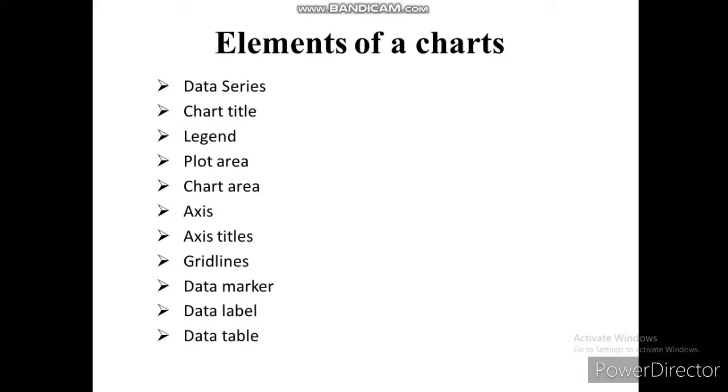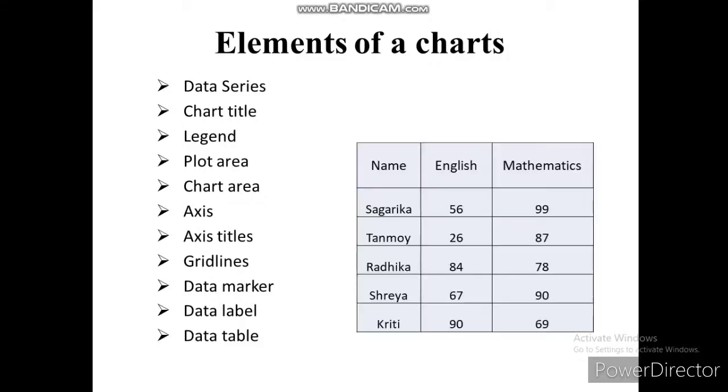The first element is data series. What is the data series? Data series refers to the set of worksheet data that are plotted in a chart. Means data series is the data which we represent in the form of a graph. Data series वो डेटा होता है जिसको हम लोग चार्ट्स की फॉर्म में रिप्रेजेंट करते हैं. Understood?